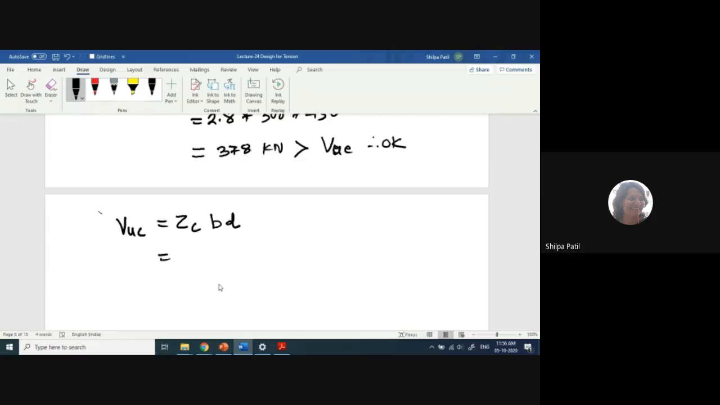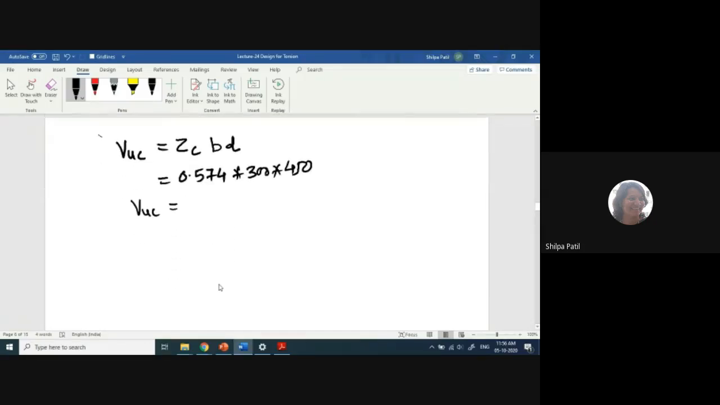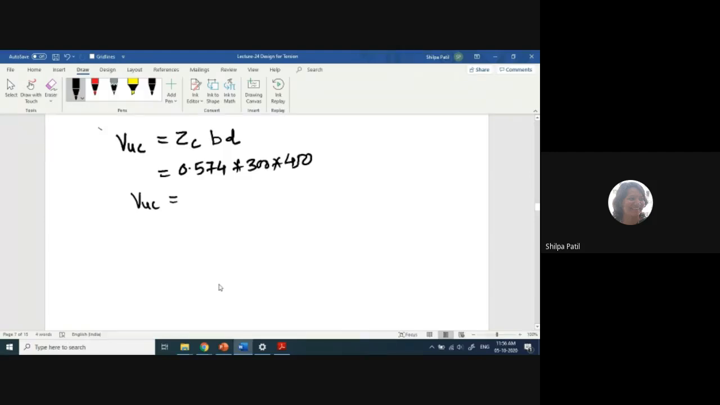Come on fast guys, we are solving one problem only. Zero point 574. Okay. Into 300 into 450. So tell me the value of VUC quickly. 77.54. Okay. Now what is the next step?